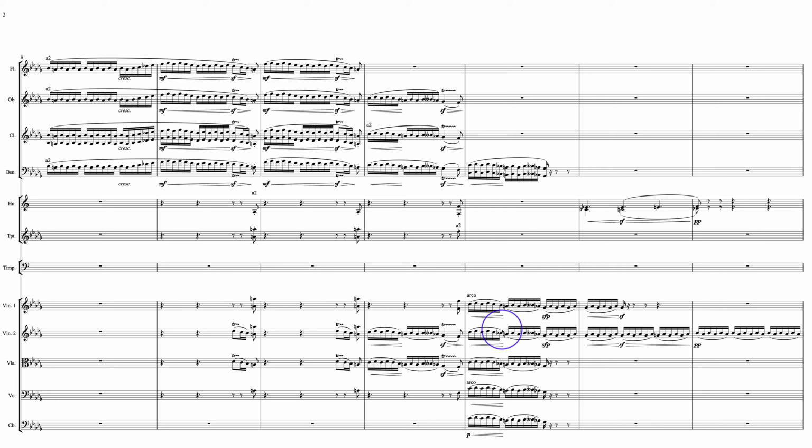But I like the way that this all ties together right in here. That's nice. And it sort of drops out here.